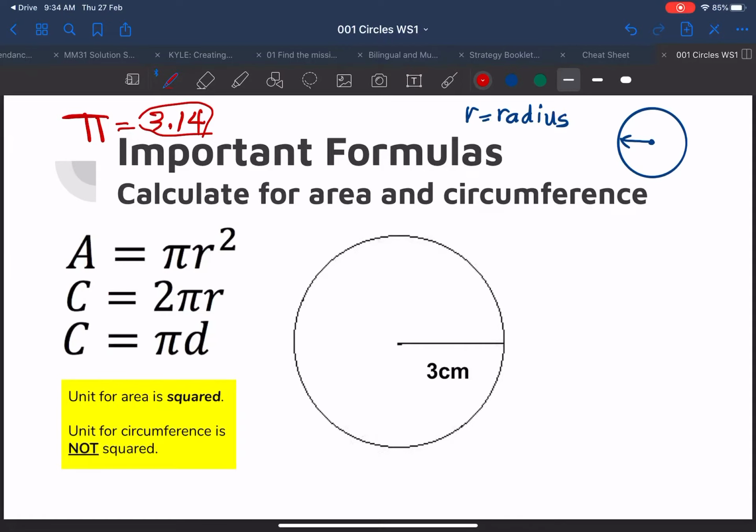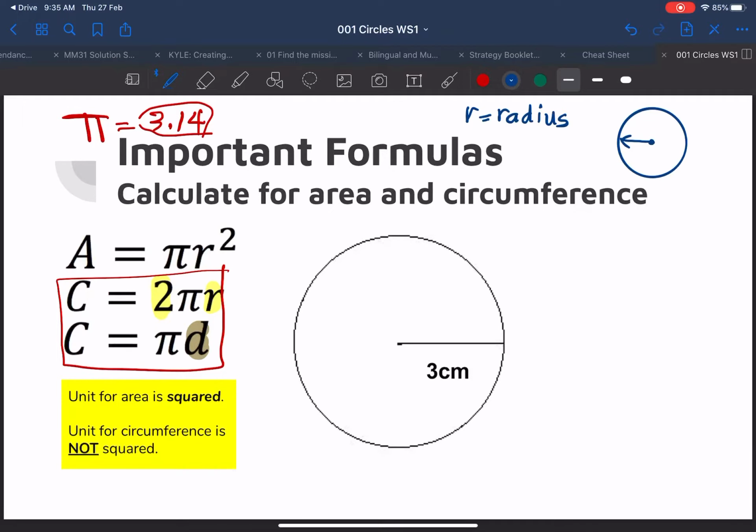Okay, so this is the next video. In the previous video, we calculated the area of this circle. In this video, I'm going to teach you how to calculate the circumference. As you can see here, there are two formulas for circumference. The difference is here. This has 2r, while this only has d. Now let me explain why.